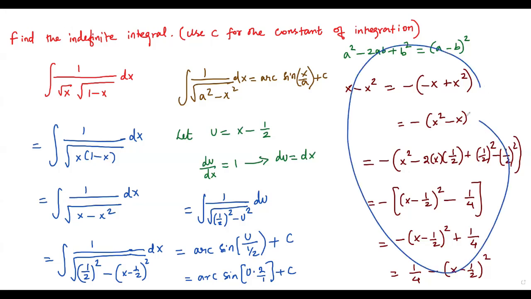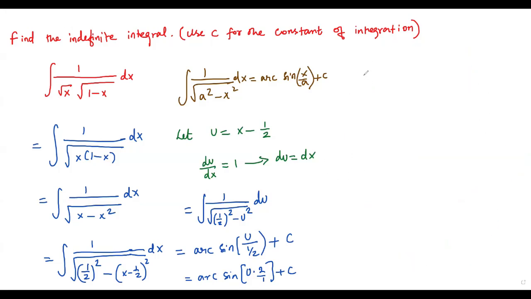Let me continue. Arc sine. When I multiply u and 2, it's 2u divided by 1, so we can ignore the denominator 1, plus c. Arc sine of u. U is a variable taken by us, so it has to be replaced by the original expression, x minus 1 over 2. Actually, we did this u substitution to make the integration process easier. Now we have completed evaluating the integral, so the variable u can be replaced by the original x minus 1/2. Let me plug in x minus 1/2, plus c.